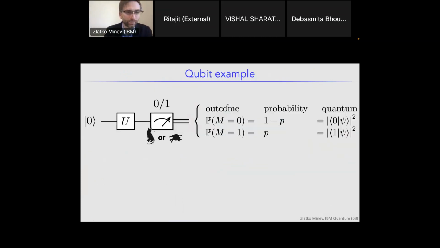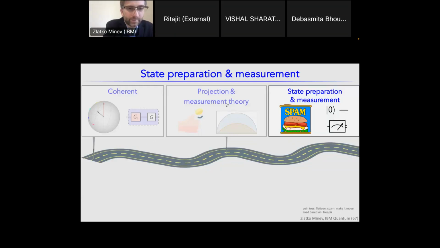So Zlatko, if I can just barge in. There is just one question from Kosturi. She is asking what are the possible noise models for 2-qubit miscalibrated gates?